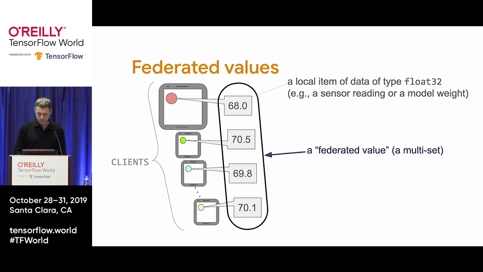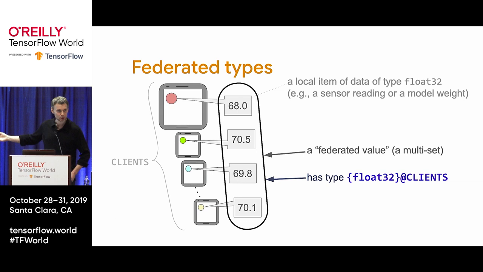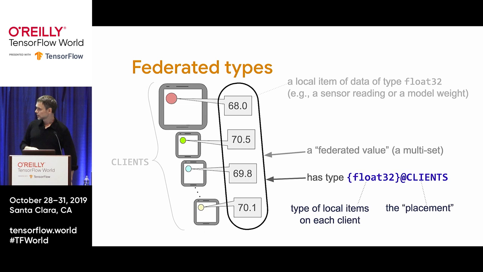These federated values also have federated types. In this case, it's going to be federated floats on clients. The curly braces indicate that it's a multi-set. In general, a type consists of the type of the individual constituents and what we call a placement, which is essentially an identity of the group of system participants. We have a little placement algebra in TFF. I won't get into it, but for starters, you would only use clients and server as the ones.